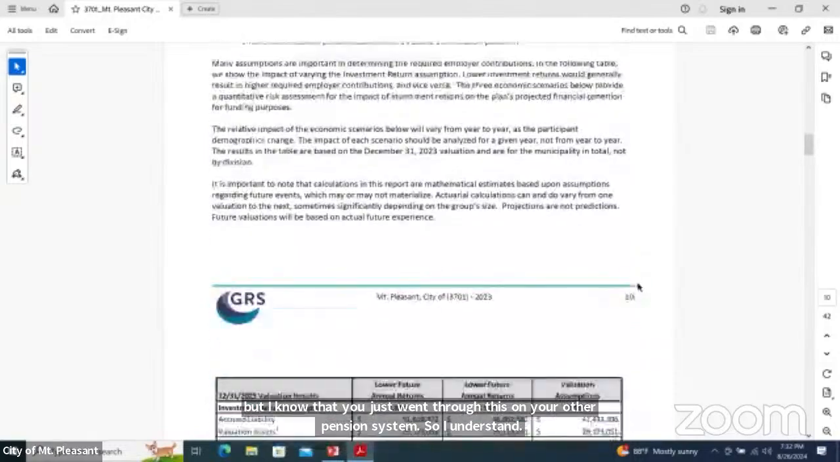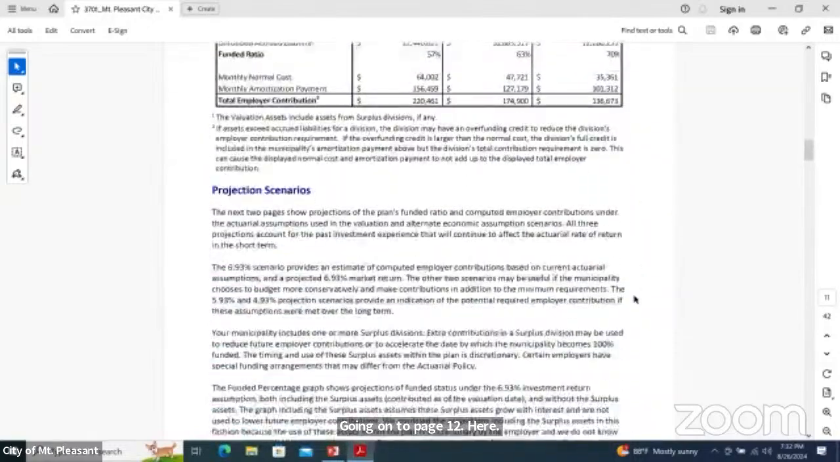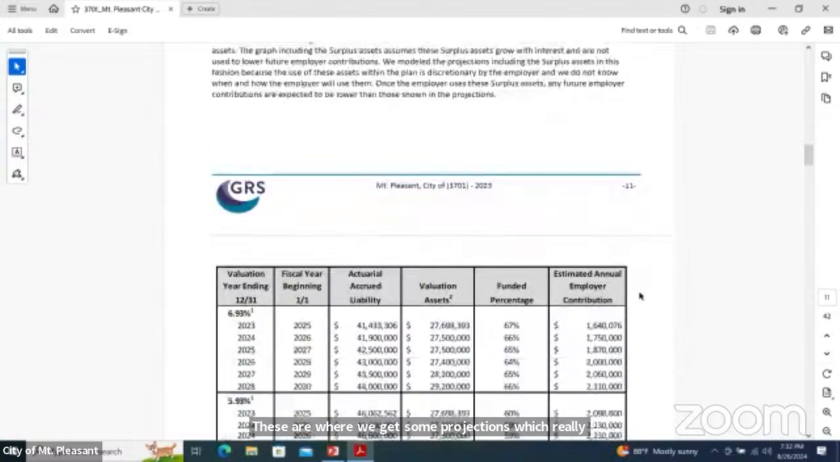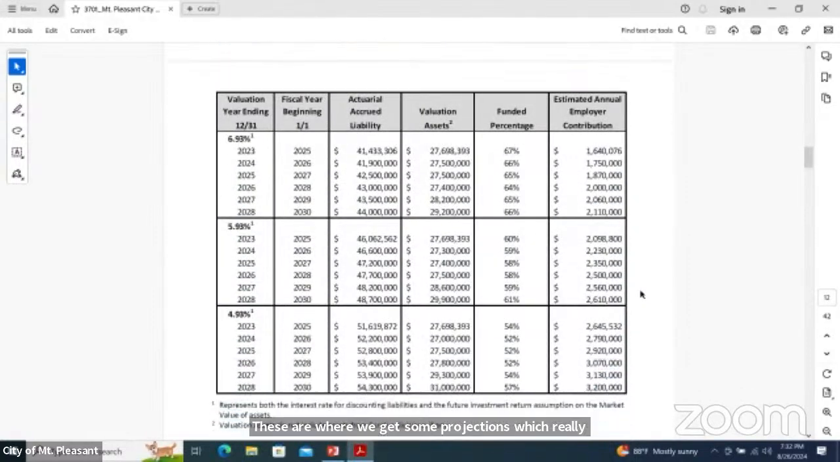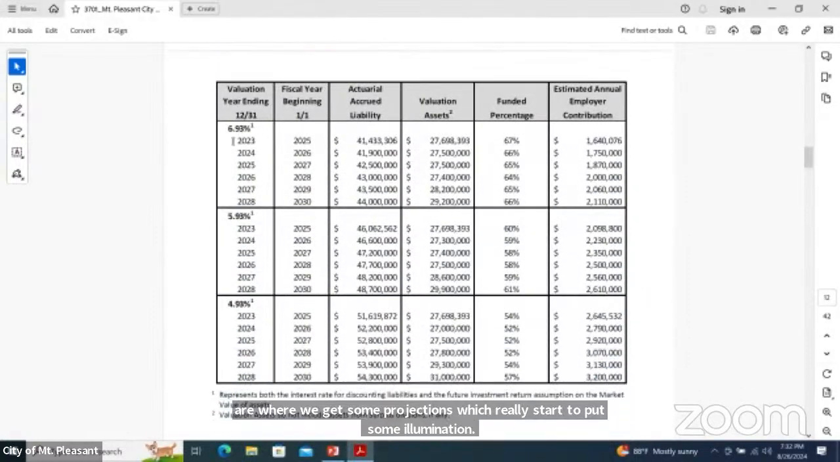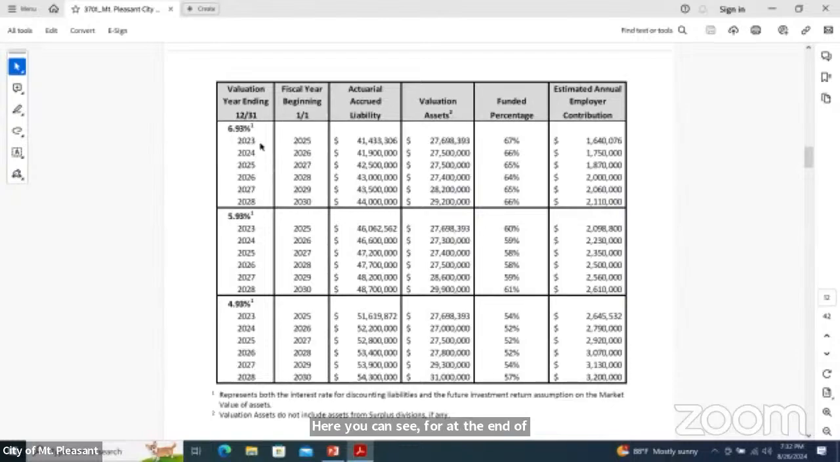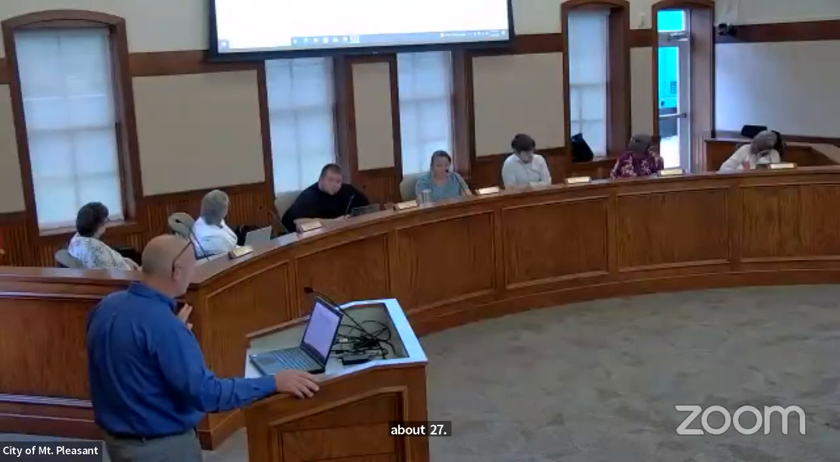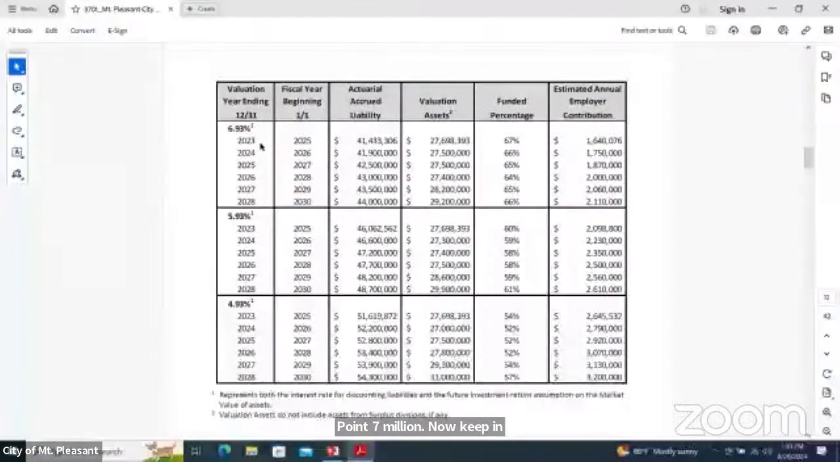These are where we get some projections, which really start to put some illumination onto what all this means. Here you can see at the end of 2023, you had accrued liabilities of a little over 41 million. You had assets of about 27.7 million. Now keep in mind, when you look at this, it says you're only 67% funded. I just told you were 70% funded.